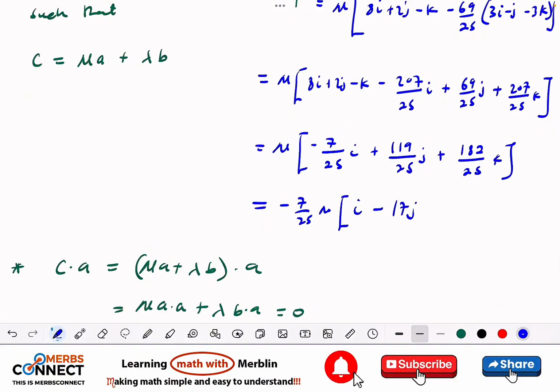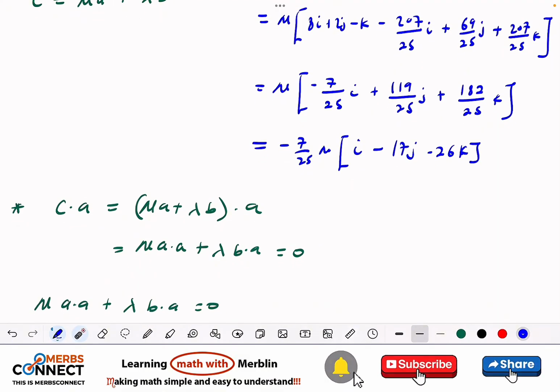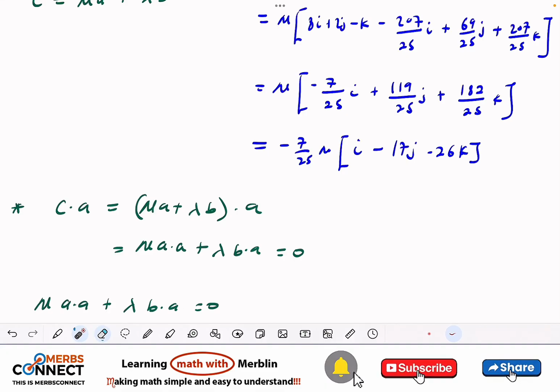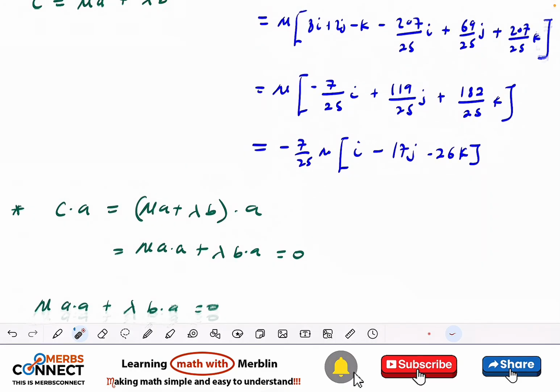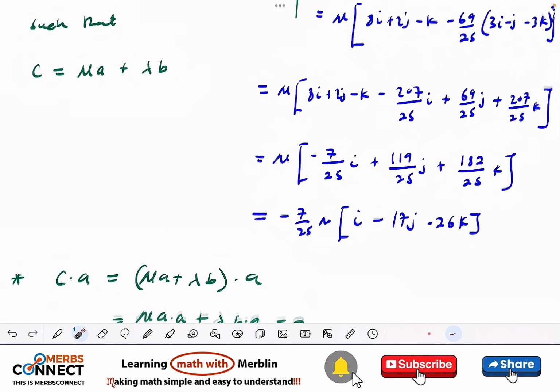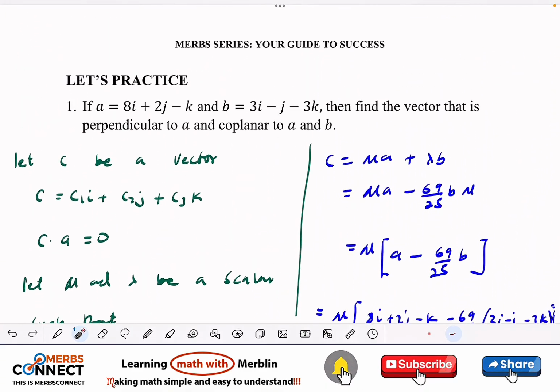Then we have 128 divided by 7. And that one's going to give us 26. So also minus 26k. Good. So this is what we are going to get at the end of the day. This is the vector that is perpendicular to A, but coplanar to A and B. And you see that this vector, when you dot it with A, you are going to get 0. Yes, when you dot it to A, you need to get 0 to confirm that this is right. Okay, so this is what you are going to get for A.